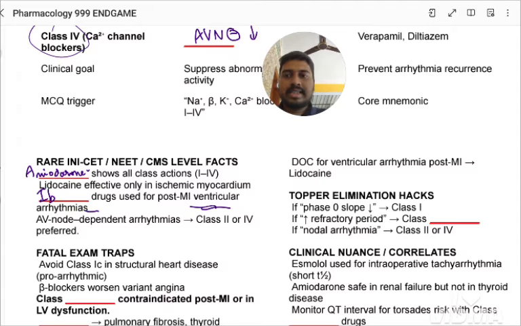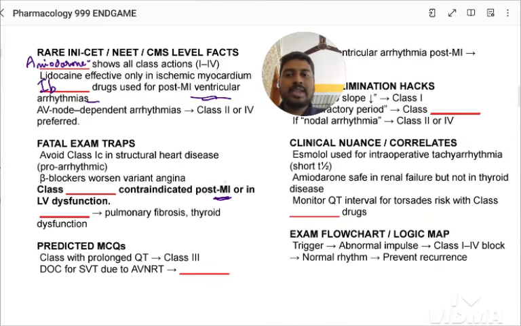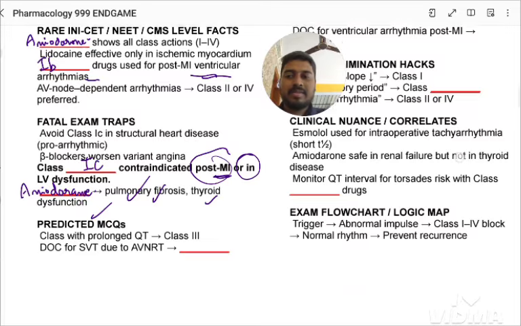Next, which class is contraindicated post-MI or in LV dysfunction? Which are these drugs? 1C. Remember, 1C drugs are contraindicated. Which drug causes pulmonary fibrosis and thyroid dysfunction as side effects? Yes, these are side effects of amiodarone. Remember, amiodarone can cause hypothyroidism. It can cause pulmonary fibrosis also.